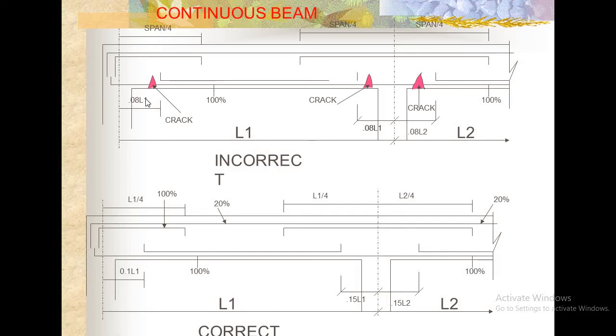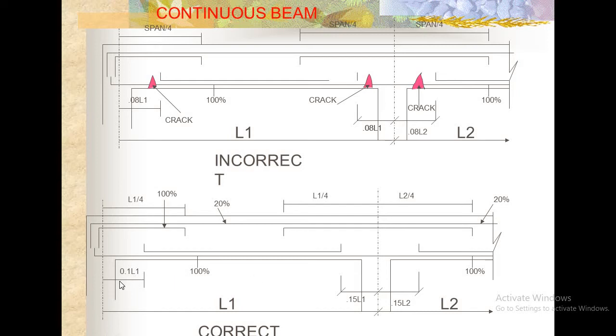You see, L1 is the first span, center to center span, and L2 is the second span. For the curtailment, the first main bar is running throughout the beam. The second bar can be curtailed up to this portion of 0.1 L1. The second, alternative bar is curtailed at 0.1 L1 at either end.